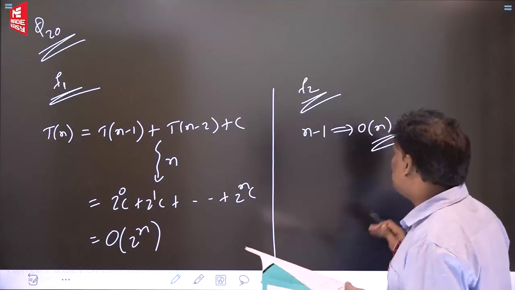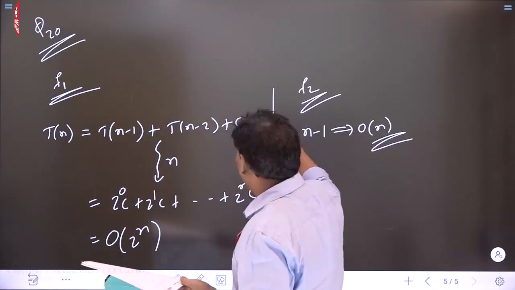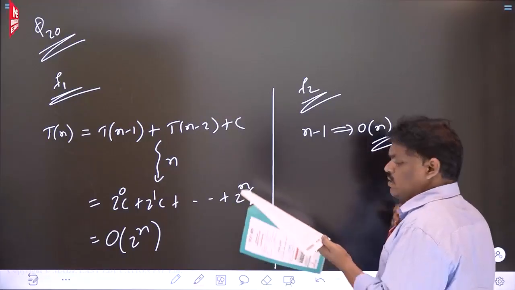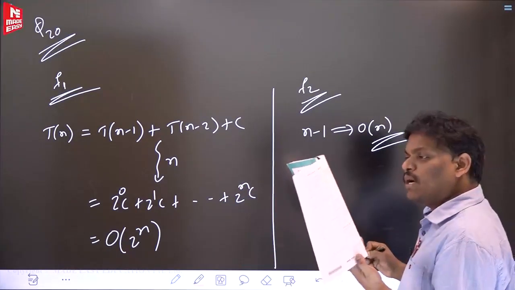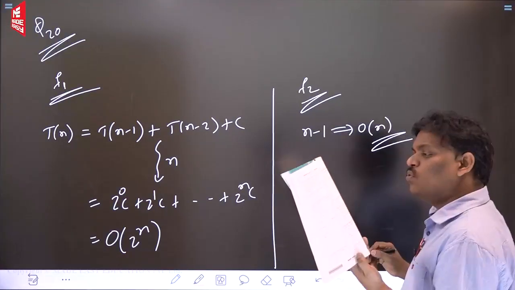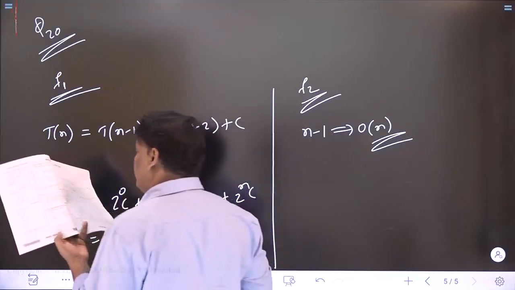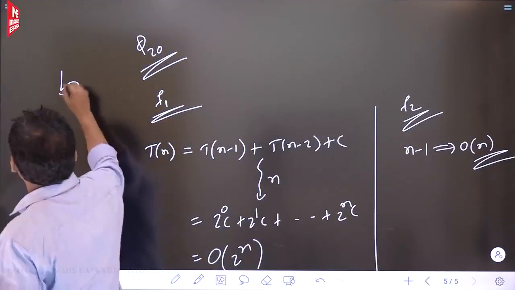So time complexity means loops only. Recursion is recursion, that is okay, plus any loop. No loop here, only one loop is there, n minus 1. So for f1, time complexity 2 power n, f2 time complexity n. So what is the answer? 2 power n and n. So for question number 20, answer is going to be B. Question number 20, answer is B.